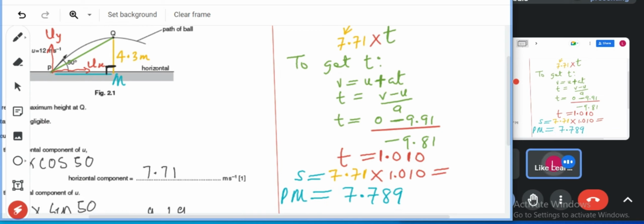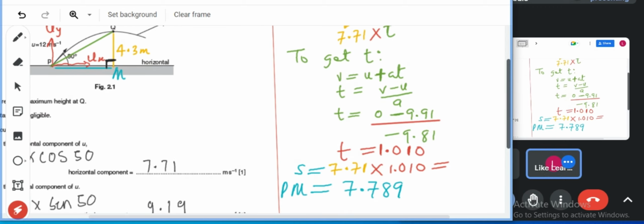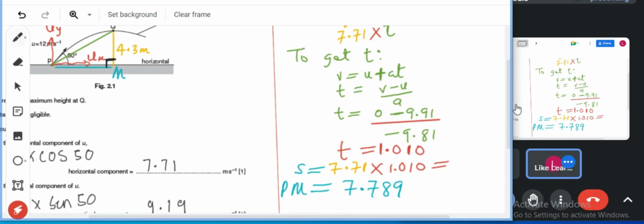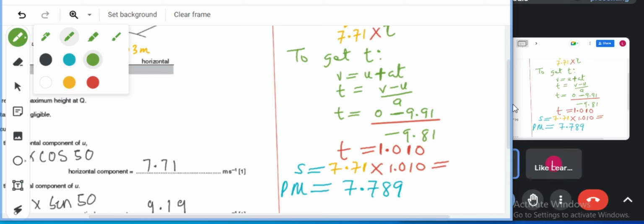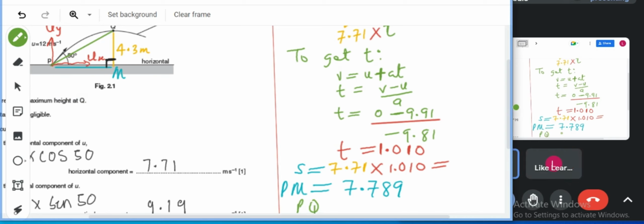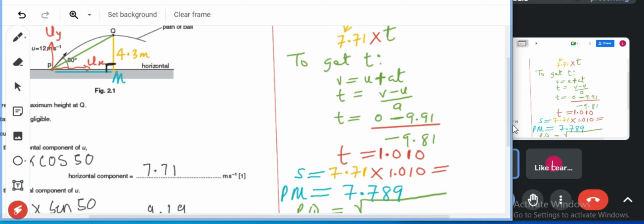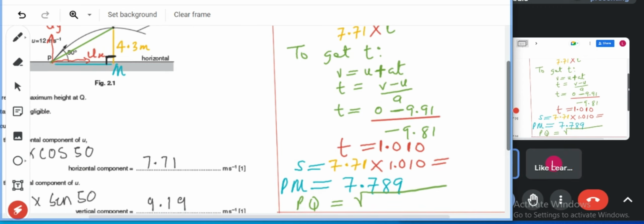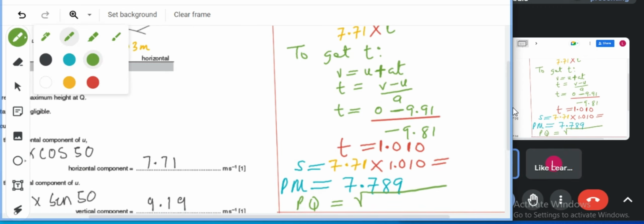And you know what Q to M is? So you can easily get P to Q, isn't it? Yes. So what is P to Q? It has to be Pythagoras theorem. So that would be the square root of 4.3 squared plus PM, or 7.789 squared. Okay. That's 8.89.